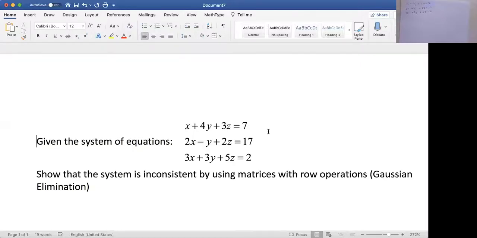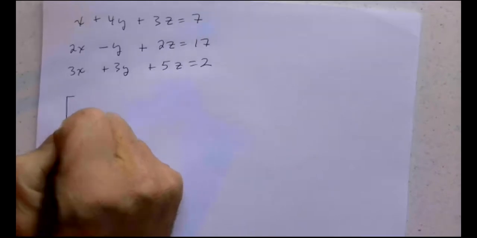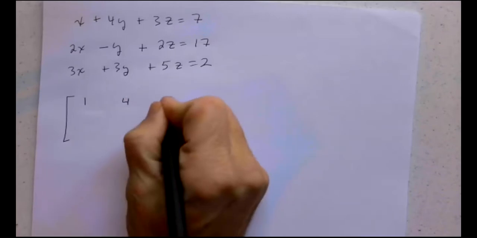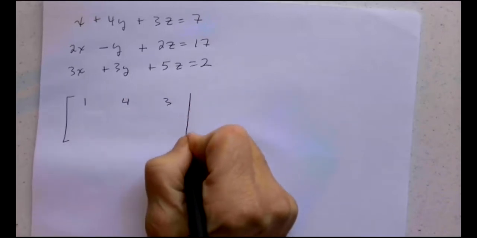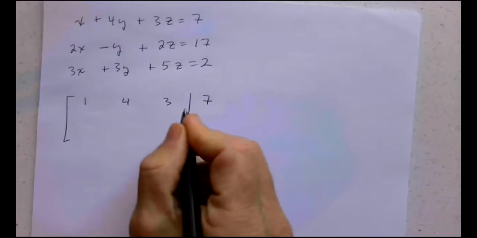This question is giving us three equations and three unknowns, and we want to show that it is inconsistent by using matrices with row operations, also known as Gaussian elimination. So the first thing I have to do is to rewrite this as an augmented matrix. First row, 1, 4, 3, 7. That means 1x plus 4y plus 3z is 7.